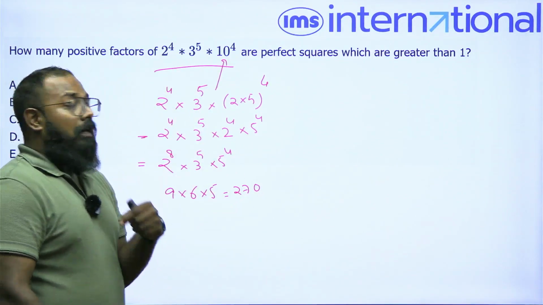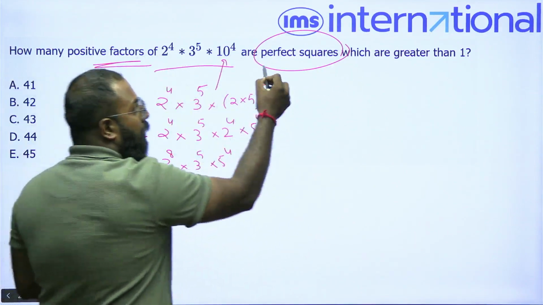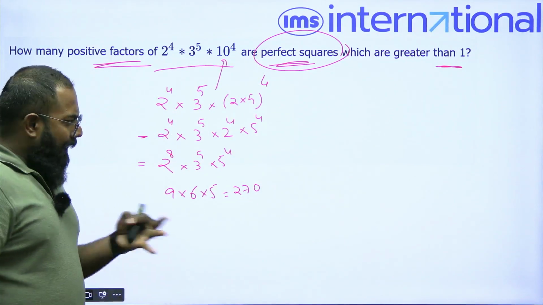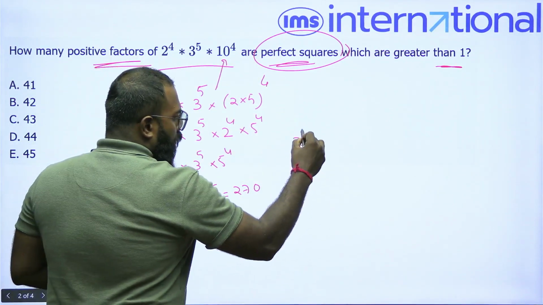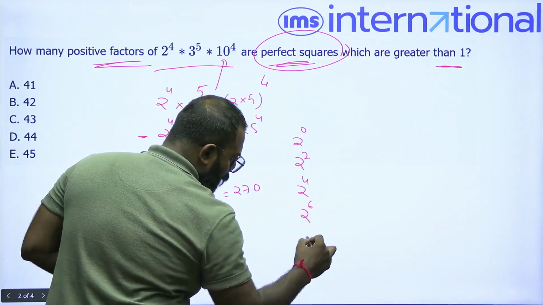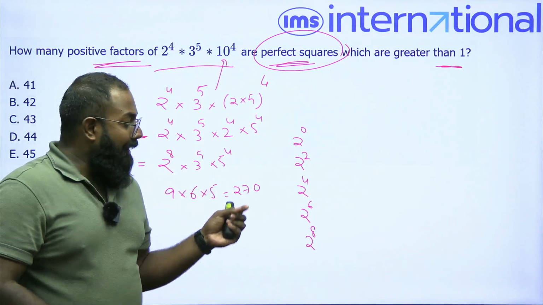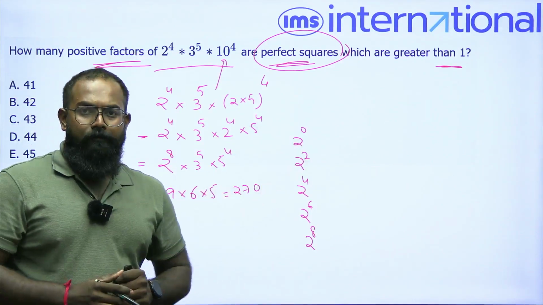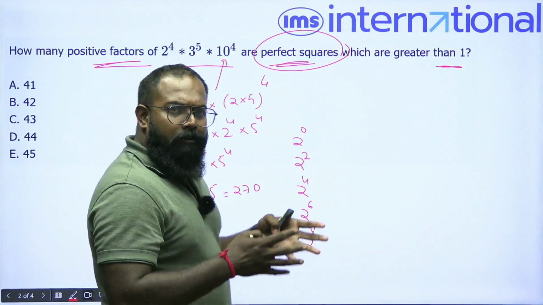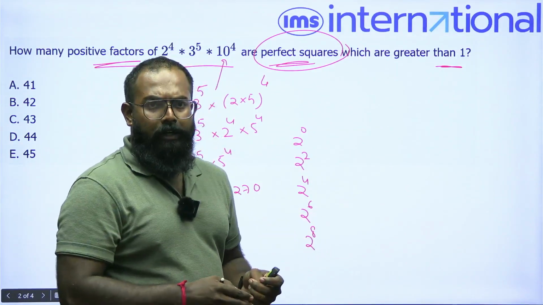Now, I was asked to find the perfect squares, the positive factors which are perfect squares and greater than 1. Can I say that 2 raised to the power 0, 2 raised to the power 2, 2 raised to the power 4, 2 raised to the power 6 and 2 raised to the power 8 are the only powers of 2 which can help you get a perfect square? 2 raised to the power 1 will never help you get a perfect square. 2 raised to the power 3, 2 raised to the power 5 and so on, all odd powers of the prime factors are not going to help you to get a perfect square.